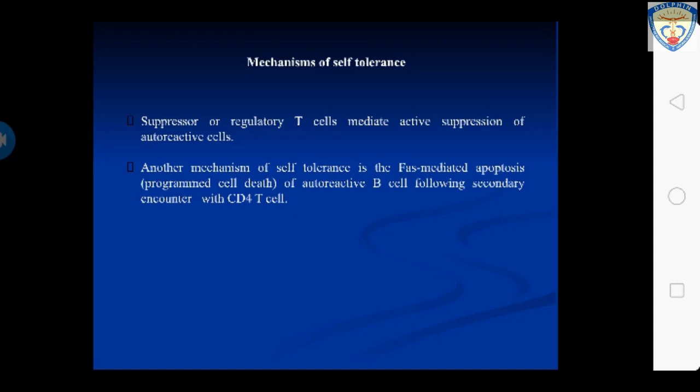Now at last comes apoptosis or programmed cell death, which says that any autoreactive B cell following secondary encounter with the CD4 T cells is destroyed through Fas-mediated programmed cell death, and thus is not allowed to circulate in our body or develop or multiply.